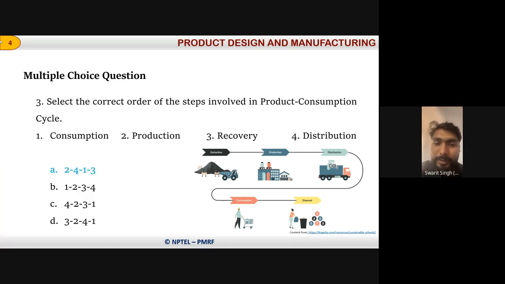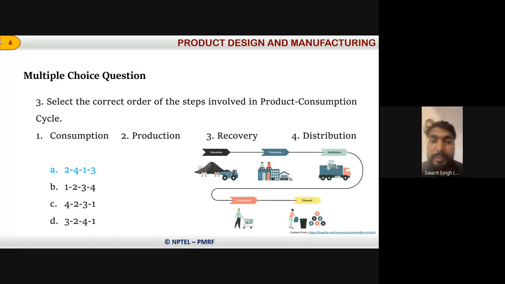So here, just for your reference, is a cycle. It is again a different kind of production cycle, where we first extract the raw material from mining or something similar. Then we give those raw materials to some industry for production. After production, the raw material is converted into useful goods or some product, and it goes for distribution.